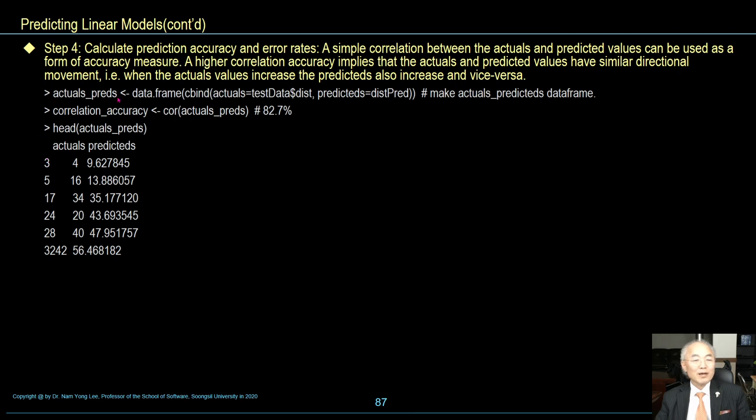Actual, predicted values. Make an actual-predicted data frame. Correlation accuracy: the correlation between distance and speed is 82.7%. Head displays the first 6 observations, 1, 2, 3, 4, 5, 6 from the top.